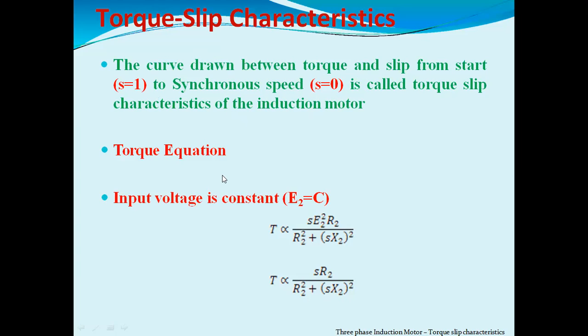Here we have the torque equation, taking the input voltage as a constant. So torque equal to K S E2 square R2 upon R2 square plus S X2 square. So torque is directly proportional, and that's why we take the constant K here. You can write this equation as T equal to, replacing the proportionality sign with an equality sign, but if you change the proportionality sign into equality, you are supposed to take one proportionality constant.